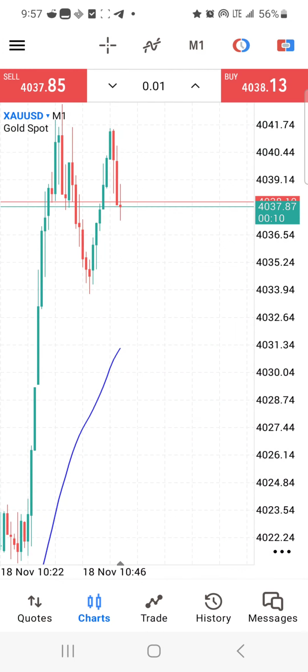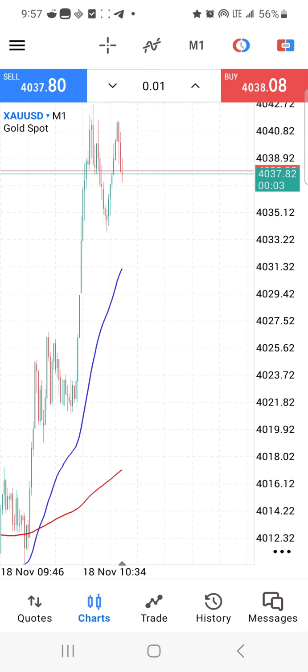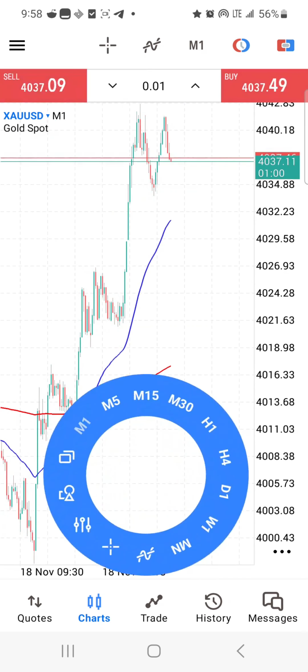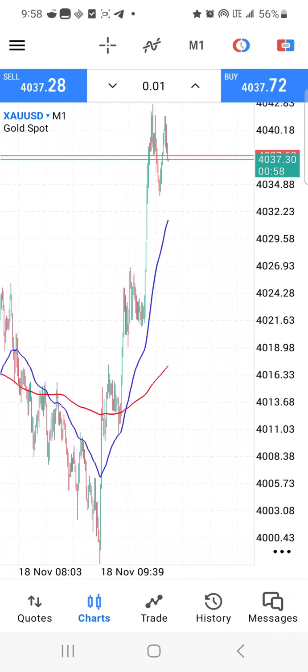All right, so we're in the gold market on the 1 minute time frame. Look at what is happening here. When you check the 1 minute time frame, you are seeing an upward movement.